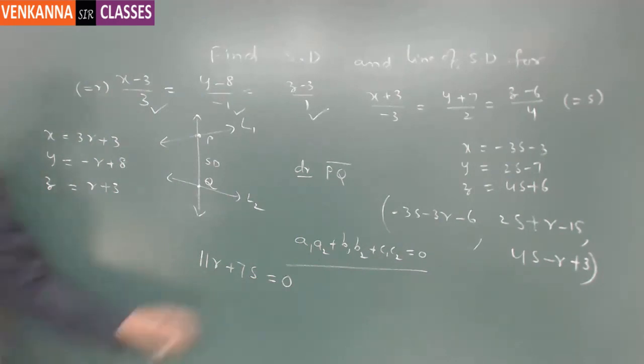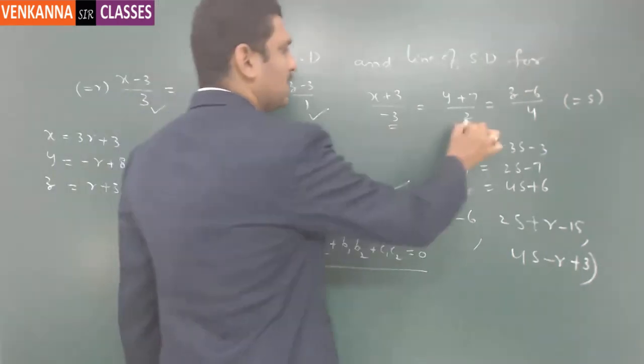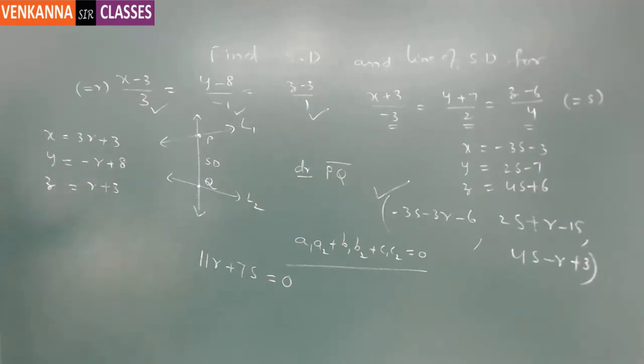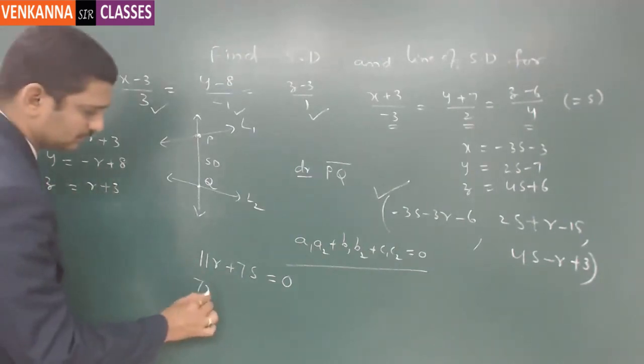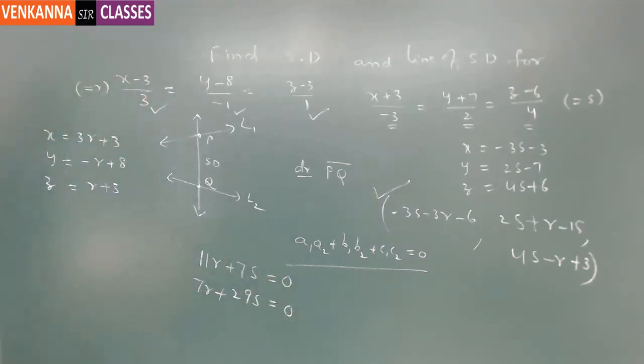Similarly, if you apply the same perpendicularity condition for these drs and minus 3, 2, 4, you will get the other equation as 7R plus 29S equal to 0. Actually here constants are eliminated. Sometimes you will get constants also for solving the equations. So on solving these two, you will get that R is equal to 0 and S is equal to 0.